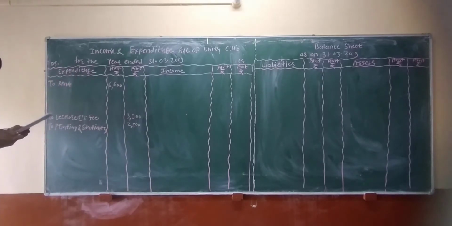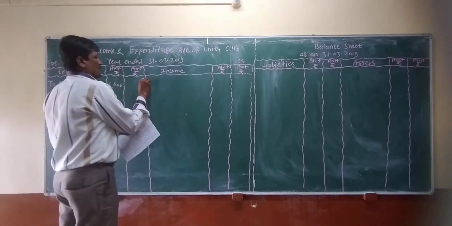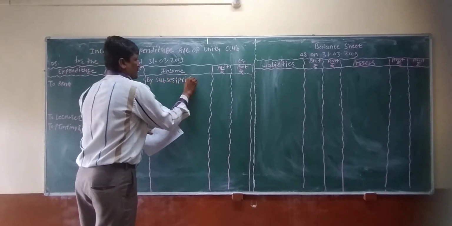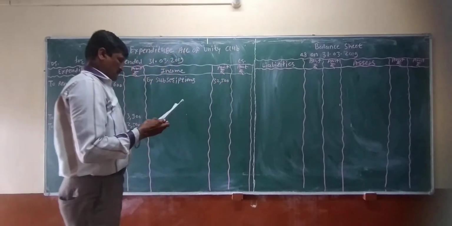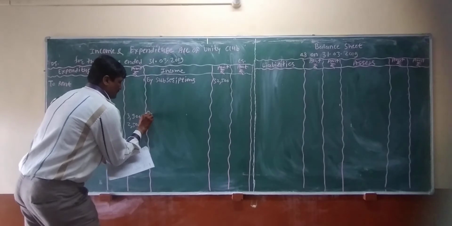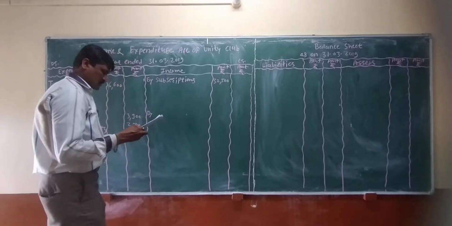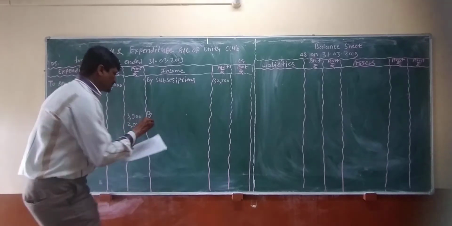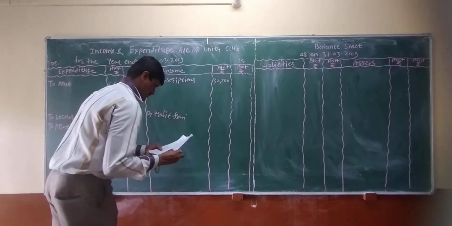Next, the credit side: by subscriptions, in the inner column you write 32,500. Next, by profit from entertainment.